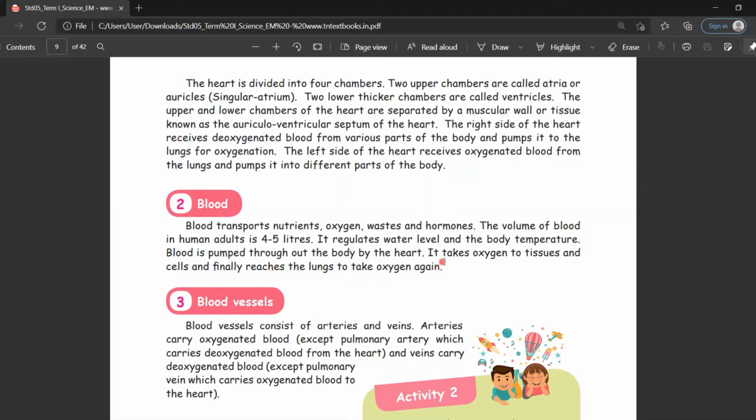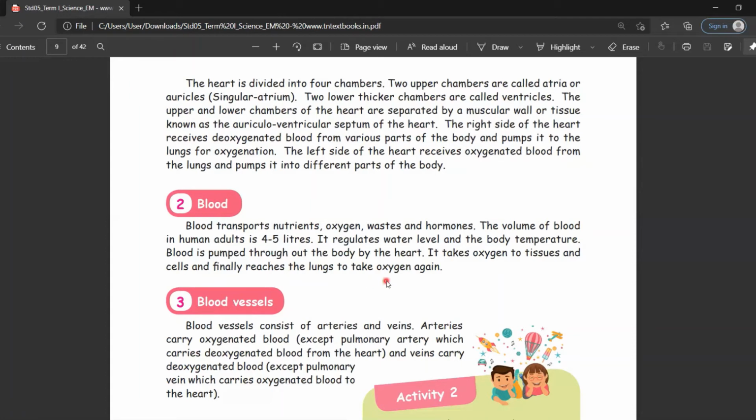So what happens? From the lungs, the oxygenated blood comes to the heart. From the heart, blood is pumped to various parts of the body and it supplies oxygen and nutrients to the different parts of the body. Then what happens again? Deoxygenated blood comes to the heart, it is then passed to the lungs and gets oxygenated. Again it comes to the heart and is supplied to the various parts.